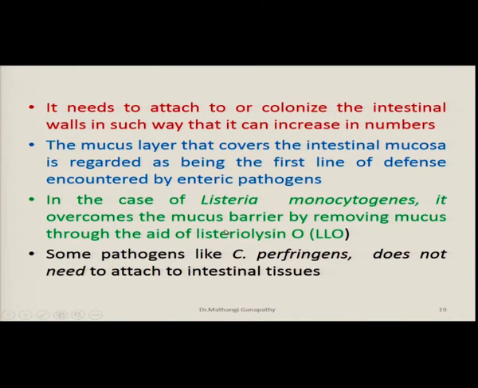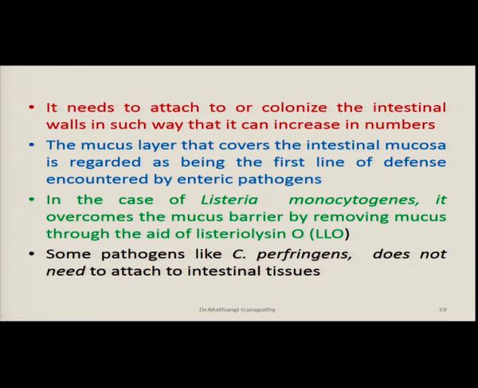Certain intestinal pathogens grab hold of the receptors which are present on the epithelial cells, attach themselves, then start their activity. So, such receptors have to be present on the epithelial cells for the intestinal microbes to attach themselves and start proliferating. In the case of Listeria monocytogenes, it overcomes the mucus barrier by removing the mucus through the aid of Listeriolysin O.